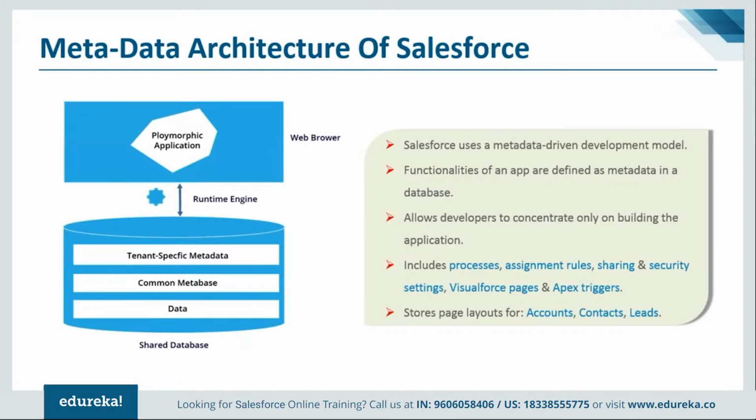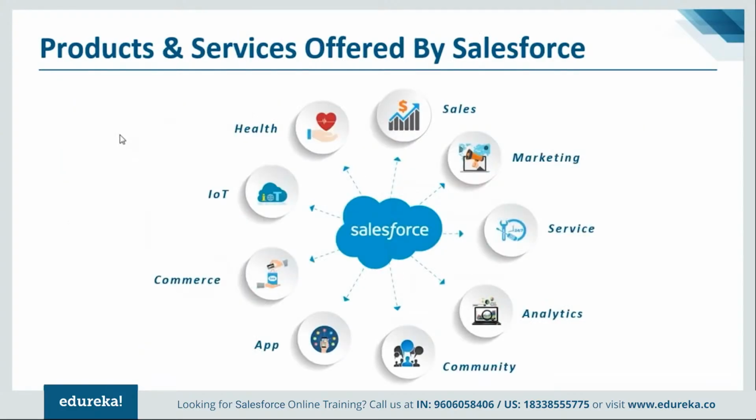Let me go forward and talk about the different products and services offered by Salesforce. They provide Sales Cloud, Marketing Cloud, Service Cloud, Analytics Cloud, Community Cloud, the App Cloud, which is actually a platform as a service, Commerce Cloud, IoT Cloud, and most of all, the Health Cloud. Salesforce provides all of these cloud services. Let me talk about each of them in brief and tell you what each of these services are about.